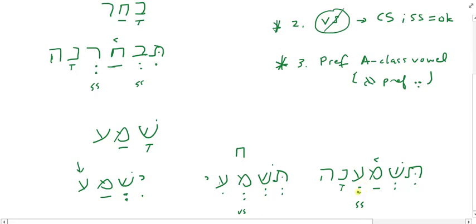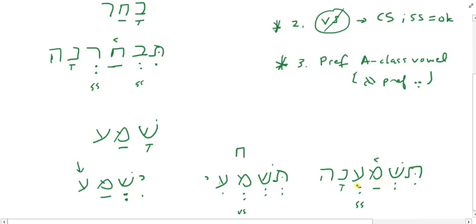All right? So do keep that in mind. Silent Shivas under gutturals are perfectly okay. So this is tishma. No vocal noise. Tishma na. Not tishma na. Okay, so tishma na.